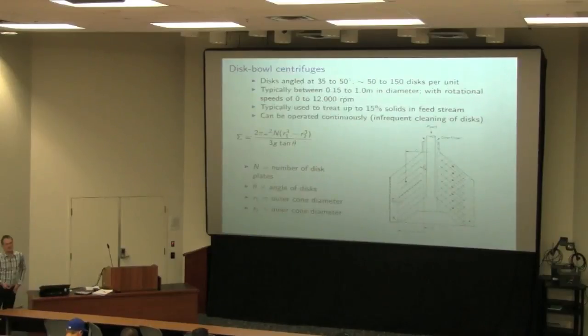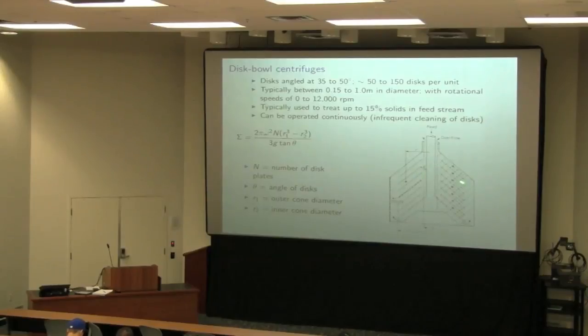So here are the design equations that we're going to require for today. Typical rules of thumb for these units are that those discs are angled between 30 and 50 degrees. So just be careful when you read the literature on these units. Sometimes that angle refers to the total angle between this cone and that cone.